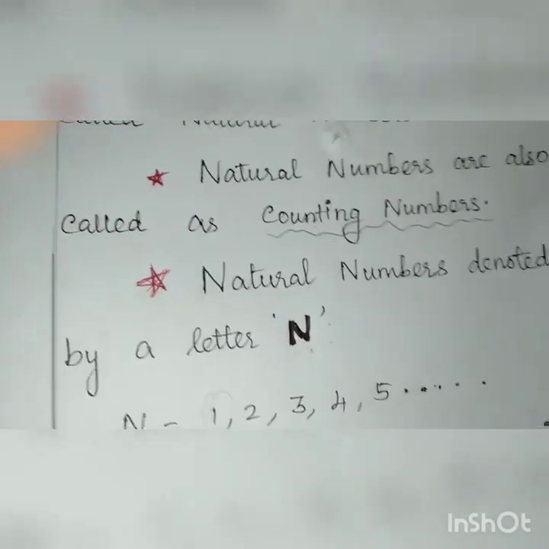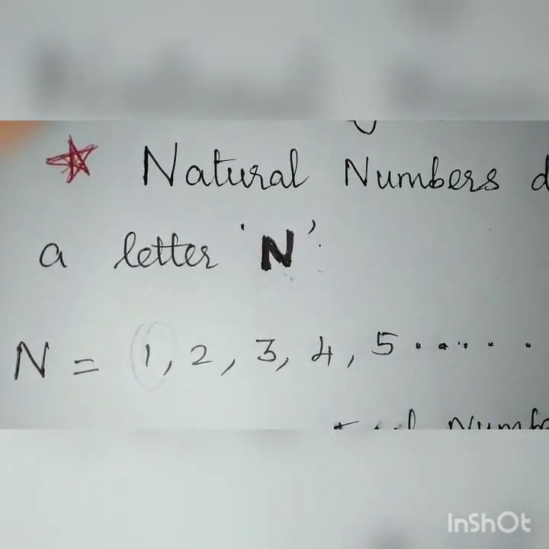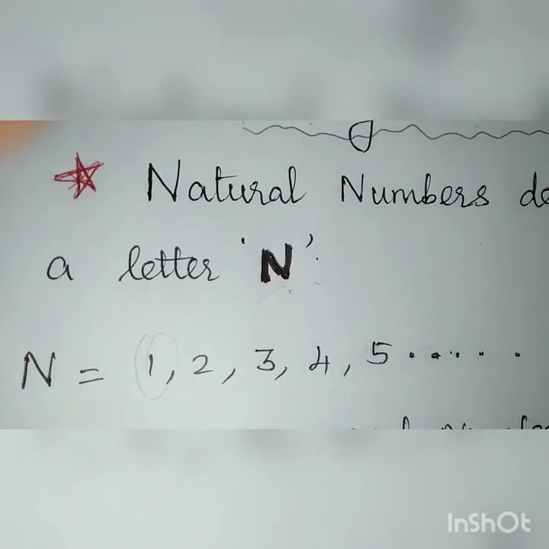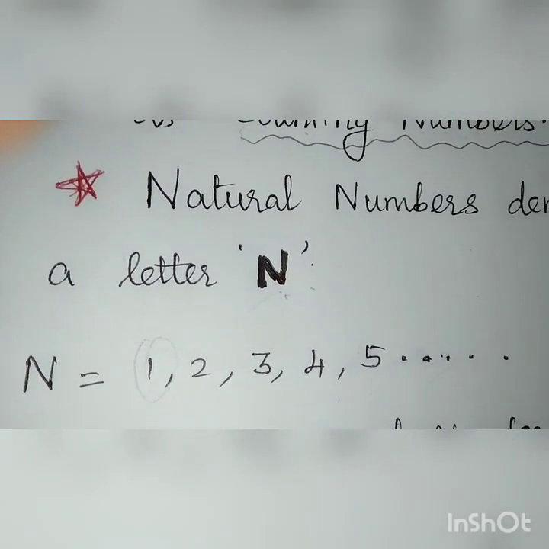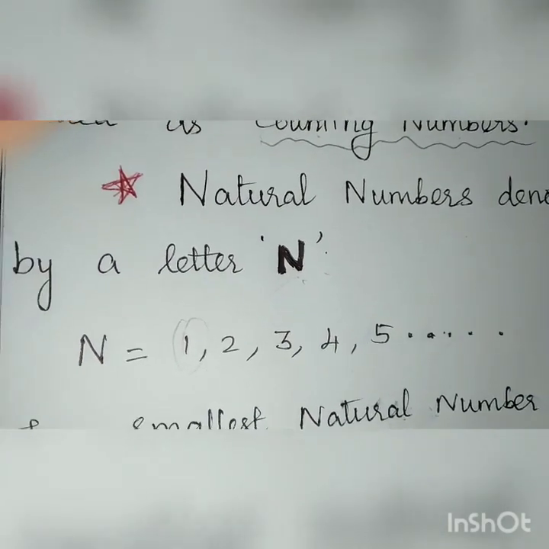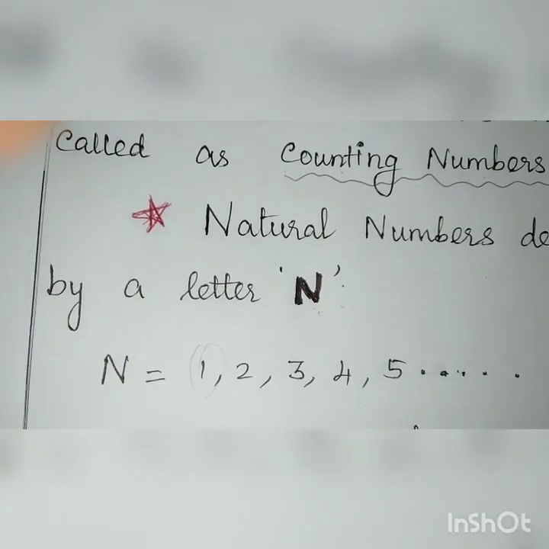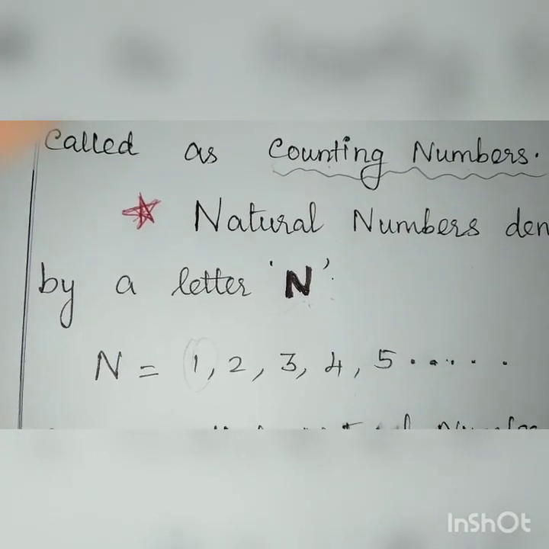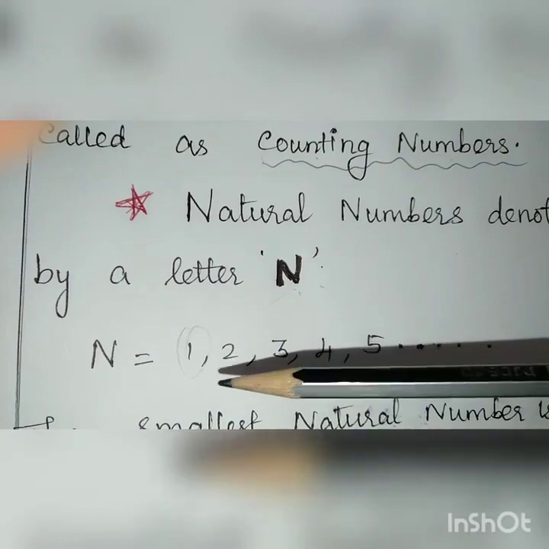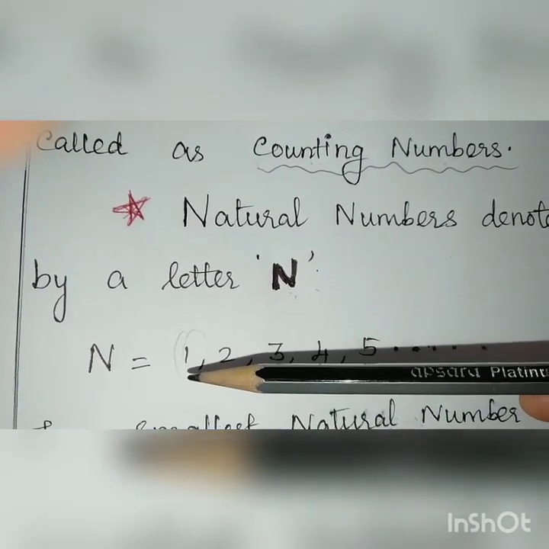Then the natural numbers start from 1, 2, 3, 4, 5, etc. After 1 come 2, 3, 4, 5, etc. So from this we can easily say what the smallest natural number is. The smallest natural number is 1, isn't it?